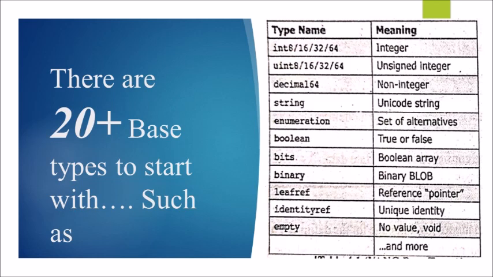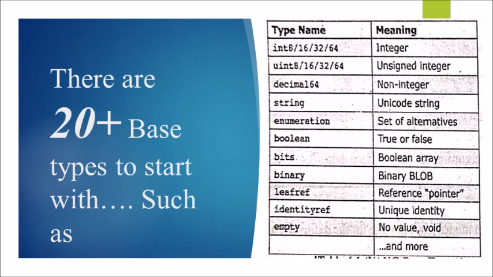So let's say integer 8, 16, 32 or 64. The 8, 16, 32 or 64 represent the bit size or bit length. If you say int8, that means it will take an integer whose number of binary digits would be 8. Then if it is int16, it takes an integer whose total number of binary digits will be 16. Then uint, that is called unsigned integer. Then decimal64, it is a non-integer, a decimal value, that means a floating point value, a 64-bit decimal value. Then string will be a Unicode string.